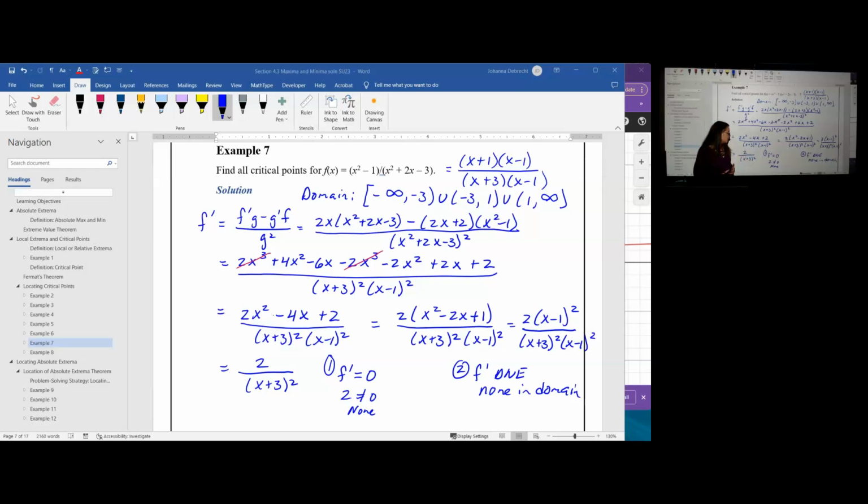2 is never 0. The first derivative also does not exist at any point that's in the domain. Or rather, there is no point in the domain where the first derivative does not exist. The only point in question is -3, but it's not in the domain. That means that we have no critical points, which must mean that we have no relative extrema on this graph. Let's look at the graph and see what it looks like.